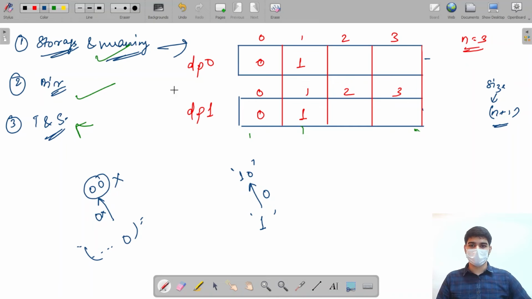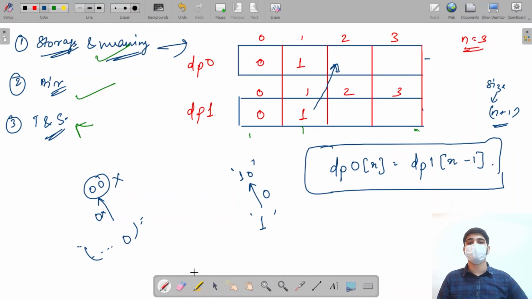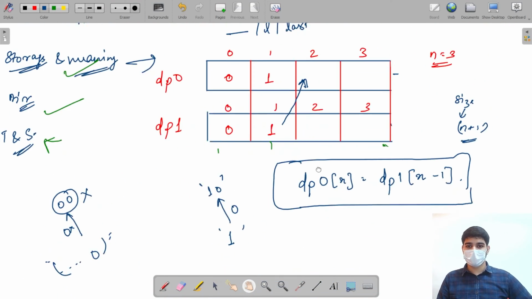So over here, dp of 1 of 1 signifies the number of strings which end at 1, right? So my dp of 0 of 2 would be equal to dp of 1 of 1. If I write this over here, my dp of 0 of any x would be equal to dp of 1 of x minus 1. This is what we derive, and this is similar to what we have done in the recursive tree. Okay, so let's iterate over this.